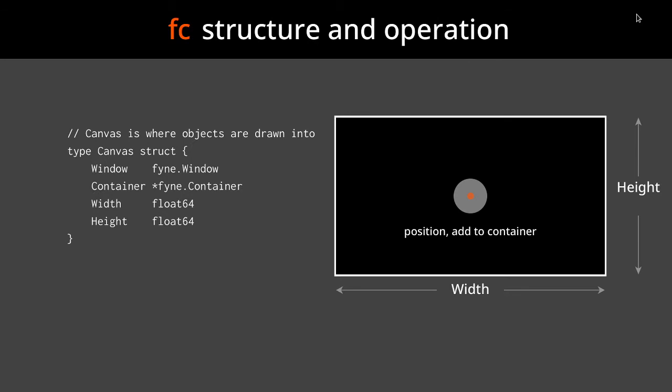So this is how FC works. What you see on the left is its basic structure. Inside it is a Fyne window, and then a Fyne container with a width and a height. The way you work is you simply position your object and you add it to the container and Fyne does the rest.